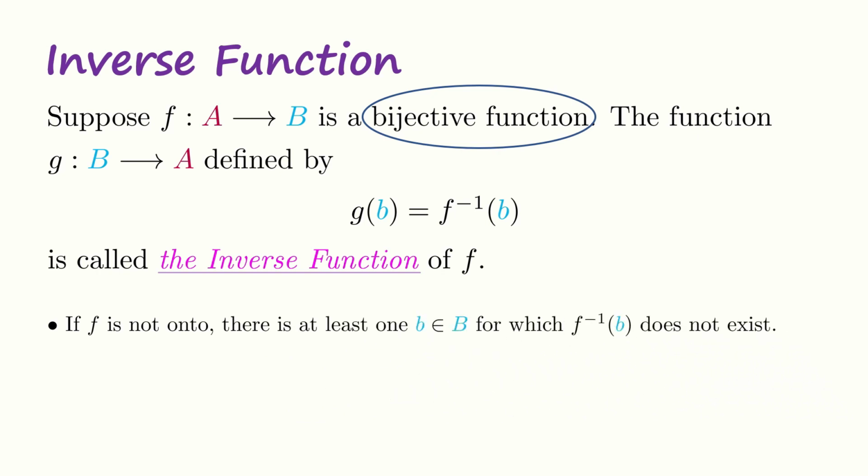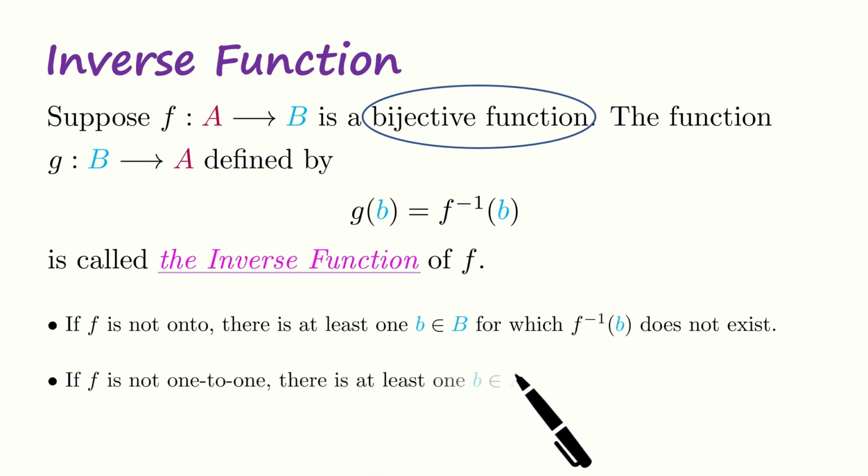If f is not onto, then there will be an element for which the inverse image will not exist. This will violate the for each condition of the definition of a function. In this case, the inverse mapping will not be a valid function. If the given function is not 1 to 1, there will be an element for which the inverse image is not unique. This will violate the uniqueness condition of the definition of a function. So the inverse function exists if the given function is a bijective function.